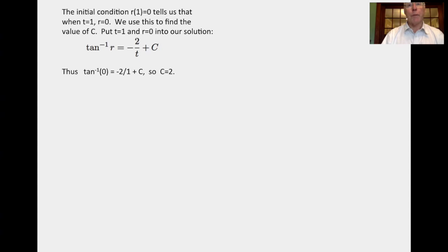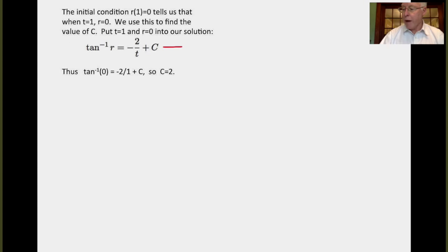We can now determine the c because we have an initial condition. If we did not have an initial condition, our solution would involve this constant plus c, and we'd be getting a whole family of solutions. But the condition r of 1 equals 0 tells us that when t equals 1, r is 0. We can use this to find the value of c.